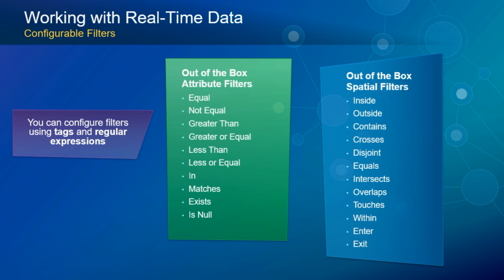It is important to note that you can configure these filters using tags and regular expressions. So the best way I like to explain tags is, let's say you have two different input sources tracking vehicles. We'll stick with that example. In input source A, you have a field called speed. But input source B, tracking maybe a separate set of vehicles, you have that same type of field, but it's called miles per hour. They both mean the same thing, but they're called something different.